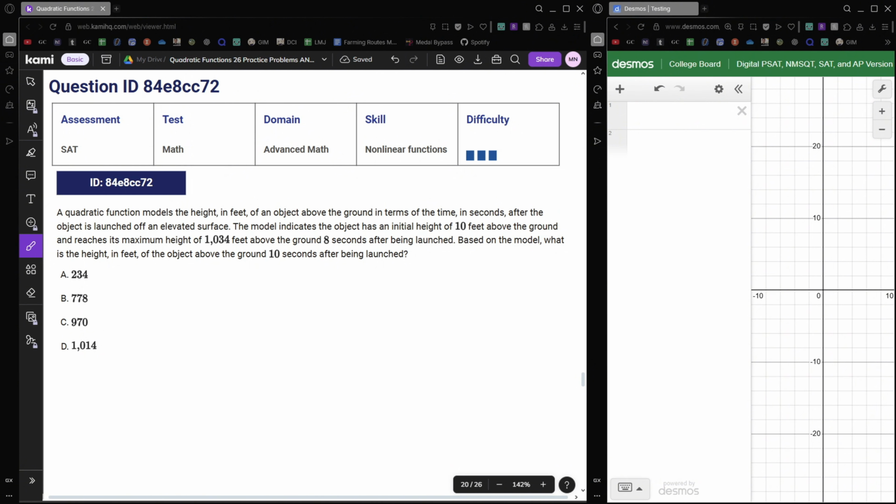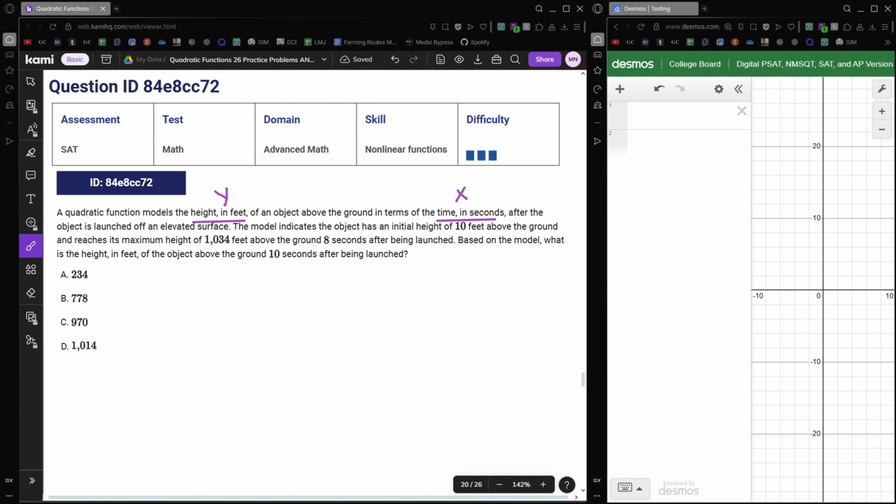Question number 20. A quadratic function models the height in feet of an object above the ground in terms of the time in seconds after the object is launched off an elevated surface. So basically, the height is going to be the y value, and then the time is going to be the x value. The model indicates the object has an initial height of 10 feet above the ground.